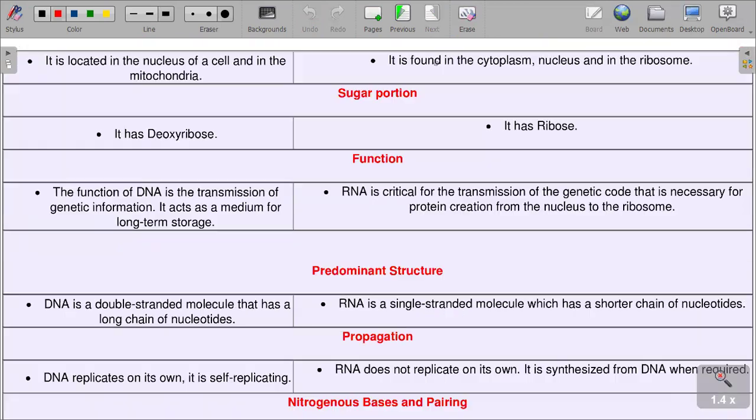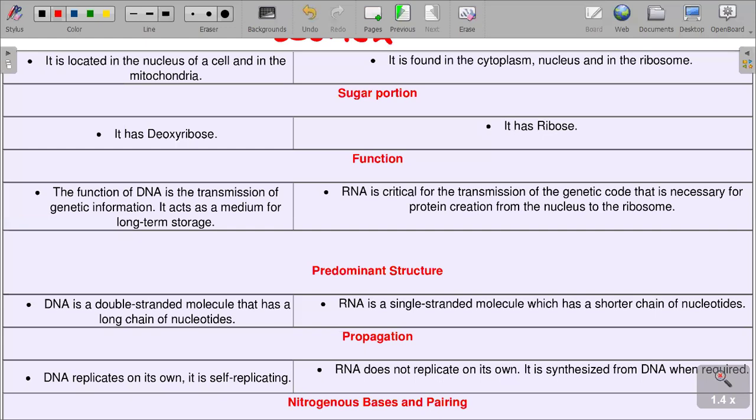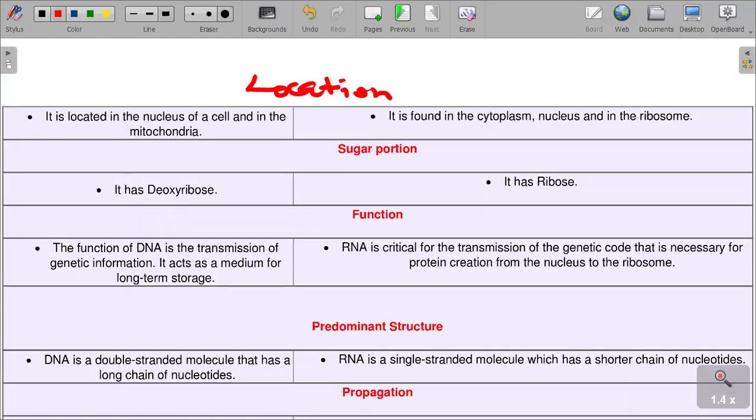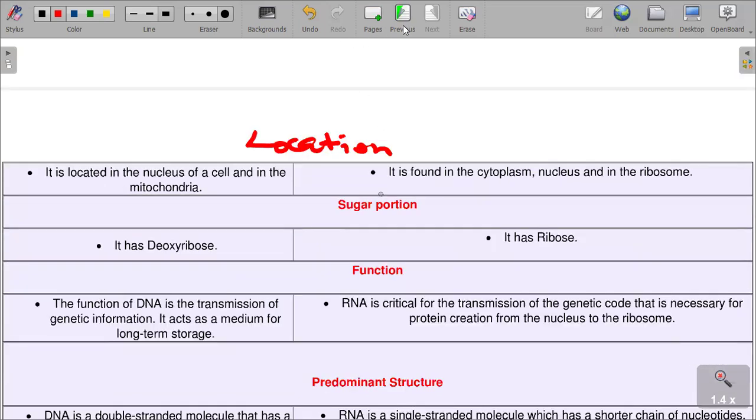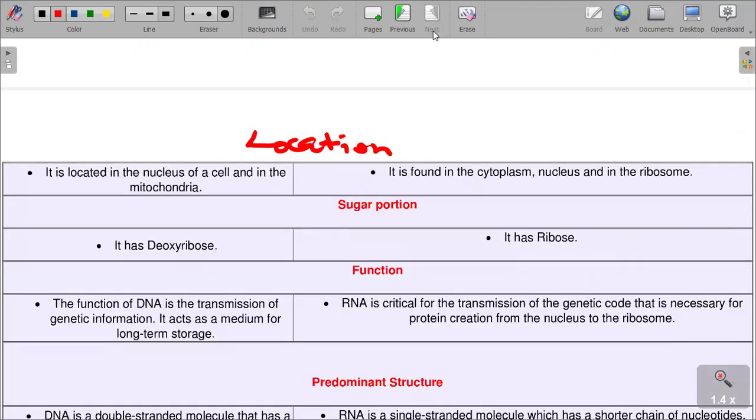Let's look into the location. In terms of the location, what you need to know is that these two nucleic acids, understand where they are found and how they are influencing their processes. So as you can see, we still have our DNA, and we have got our RNA.